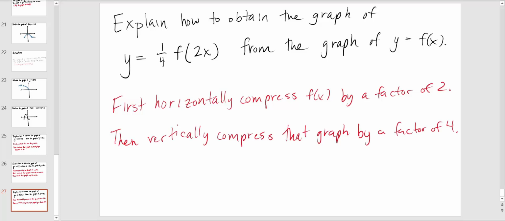So to get the new graph, we're going to take the original graph, squash it so that all the x-coordinates are twice as close to the y-axis, then squash that graph so that all of the y-coordinates are 4 times closer to the x-axis. That's the collection of transformations on graphs that I want you to be familiar with. You future trigonometry students should hit this pretty hard because you're going to need this in your class.